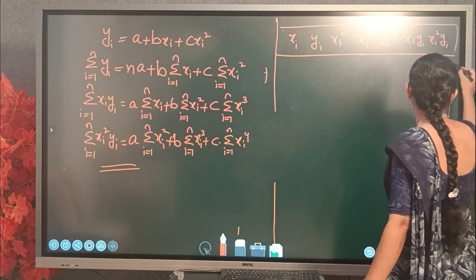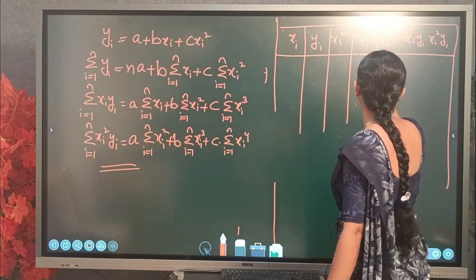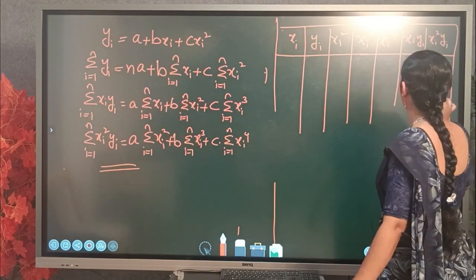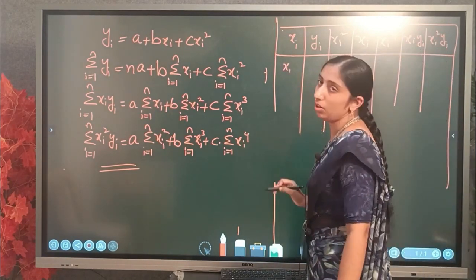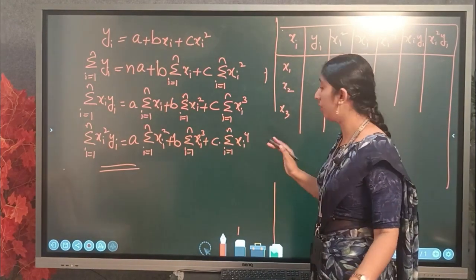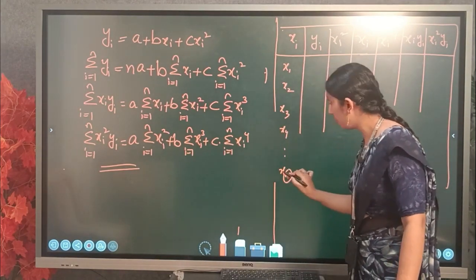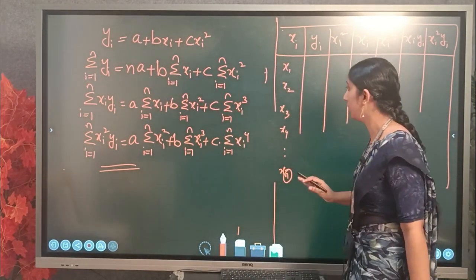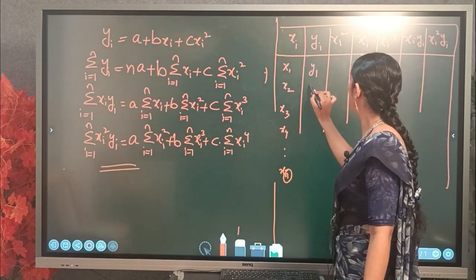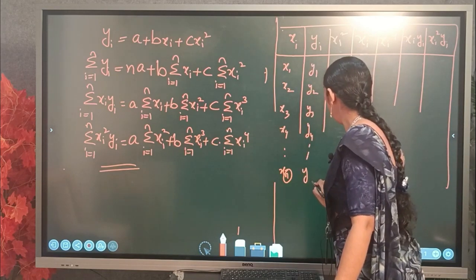Then you can solve the equations: xi yi, xi square, xi cube, xi power 4, xi square yi. Here xi means nothing but what is given already: x1, x2. There are some numericals like 1, 2, 3, 4, 5 or whatever it may be, up to xn. So this n is nothing but small n, that means the number of terms. If there is 1, 2, 3, 4, 5, what's here? 5. Like y1, y2, y3, y4 and so on, yn.